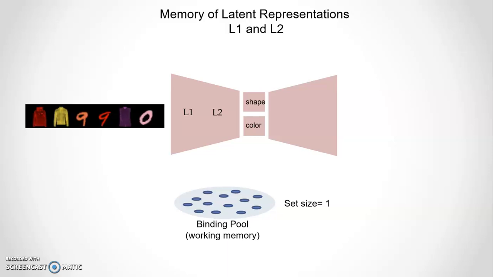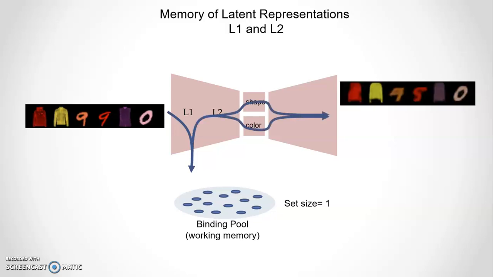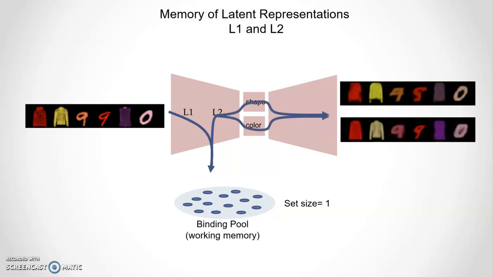To encode the information from L1 and L2, these images are shown to the model one at a time, such that the binding pool stores only one image at a time. Activations from L1 are projected to the binding pool using random and normally distributed fixed weights. Then they are projected back to L1 using transpose matrix multiplication, and then they're reconstructed through the VAE. Similarly, to store information from L2, activations from L2 are projected to the binding pool, then they're projected back to L2, and they're reconstructed through the VAE.